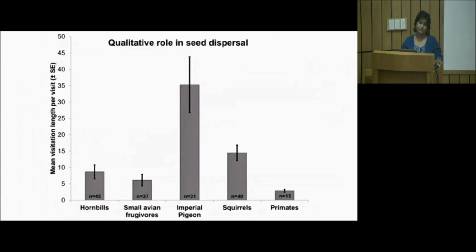The other aspect of quality is how long you spend at the fruiting tree. So if you spend too long at the fruiting tree, that's an indication that you may be ending up dispersing the seeds under the parent tree. In the case of hornbills, as you can see, the visitation length is less than 10 minutes. Whereas the imperial pigeon, which might be a good disperser on some counts, spends a pretty long time at a fruiting tree, and it can potentially end up dropping the seeds below the parent tree.